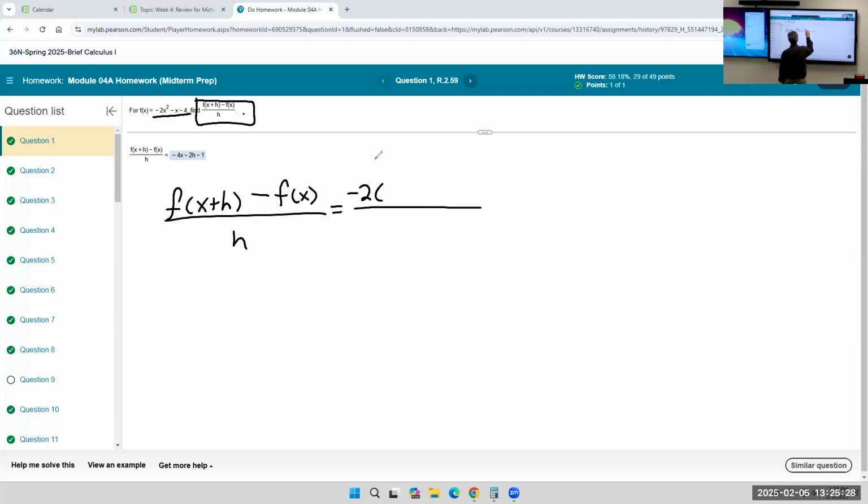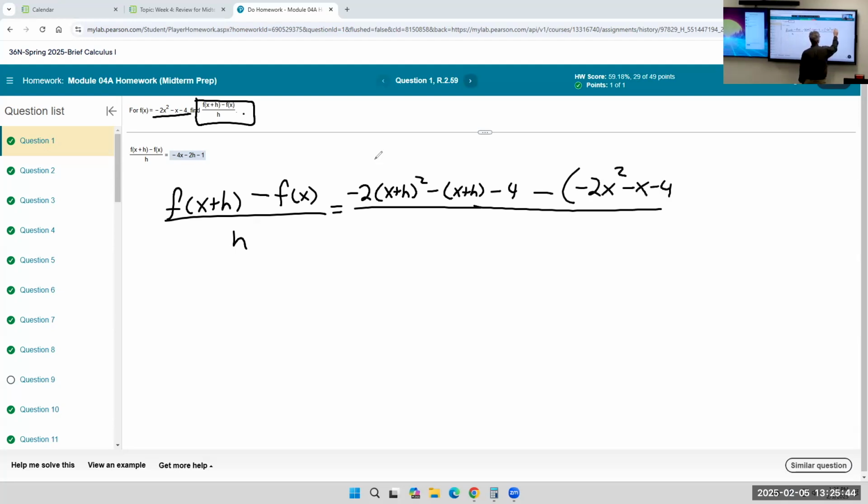So we have negative 2 times (x plus h) squared minus (x plus h) minus 4. And then I want to subtract off the original function. If everything goes well, the original function should just go away because I want to get rid of that h on the bottom. And if I let the h on the bottom go to 0, that's the derivative. All right, let's see if we can't get rid of this original function.